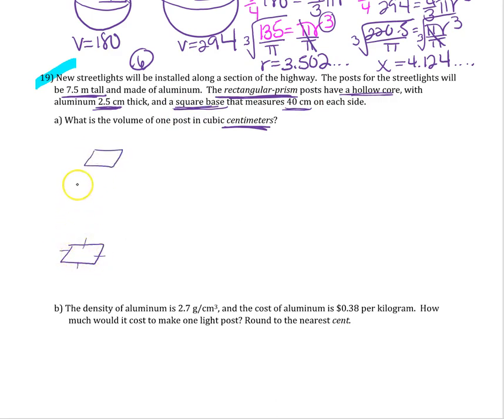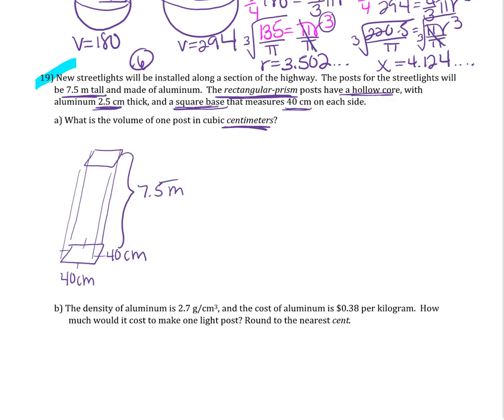So think about it like that. And the dimensions of the square base were 40 centimeters on each side. And then the height was 7.5 meters. Okay. And then they also said that it was hollow and the aluminum was 2.5 centimeters thick.